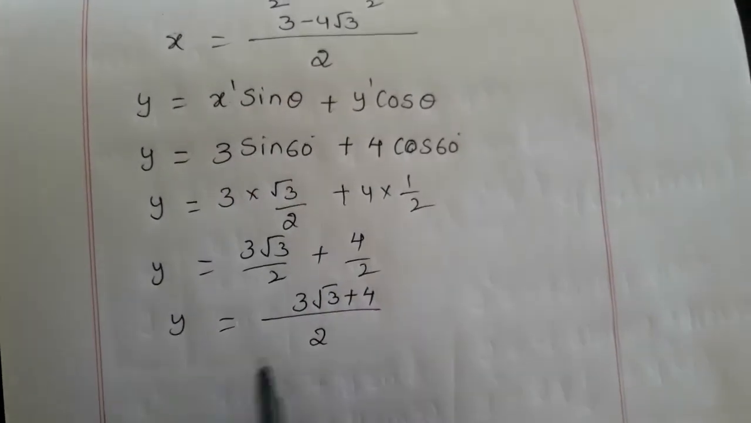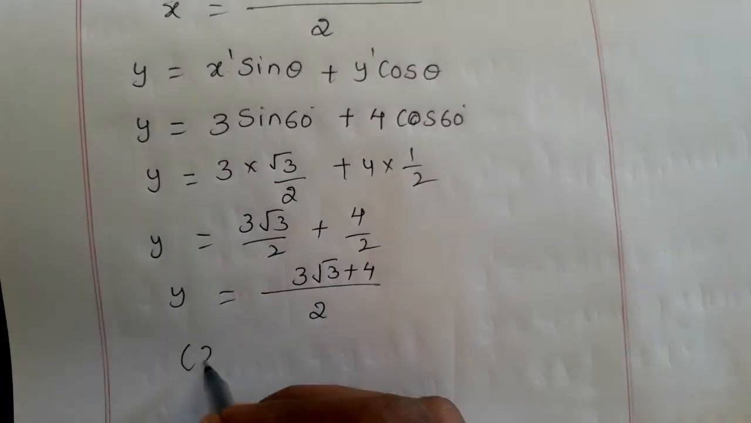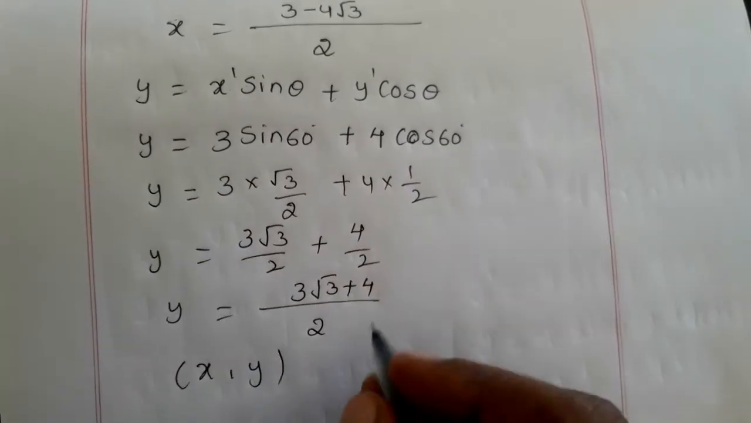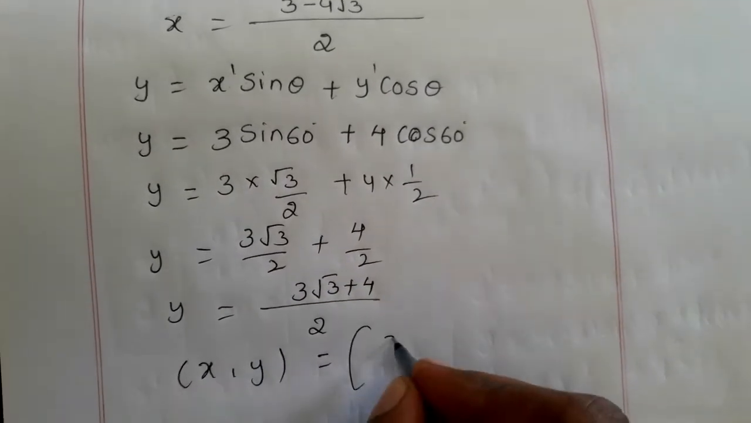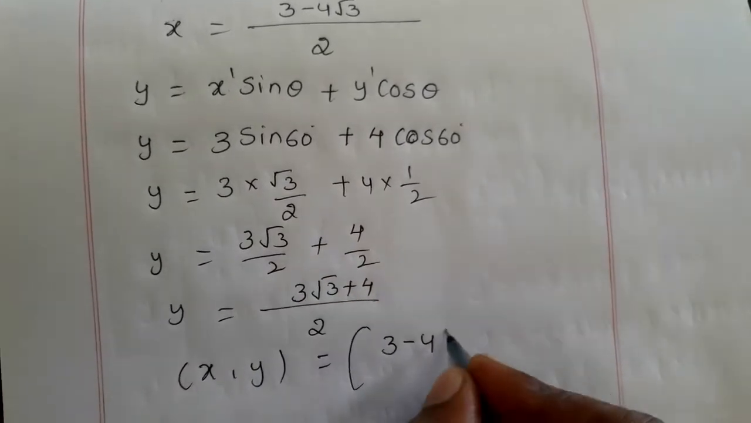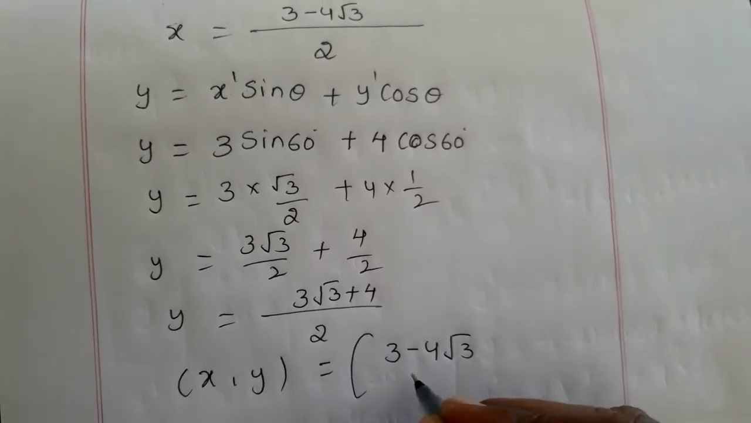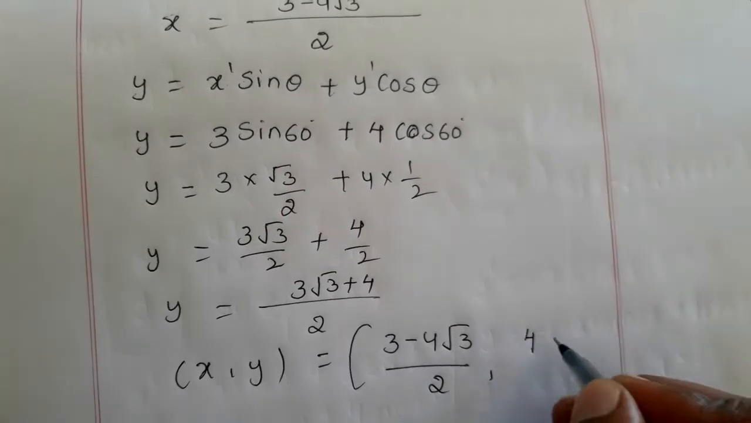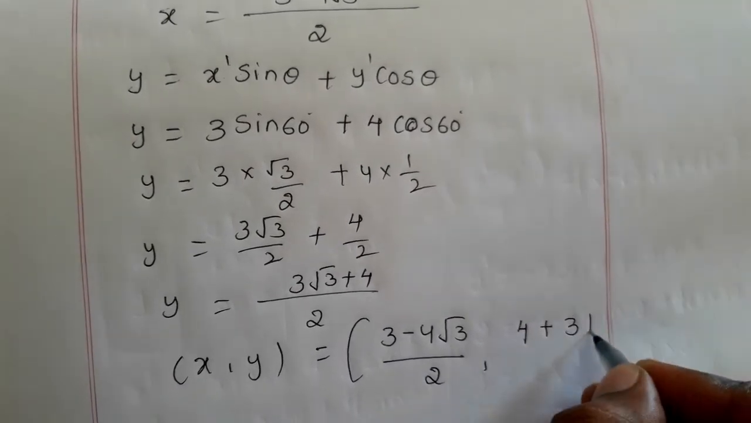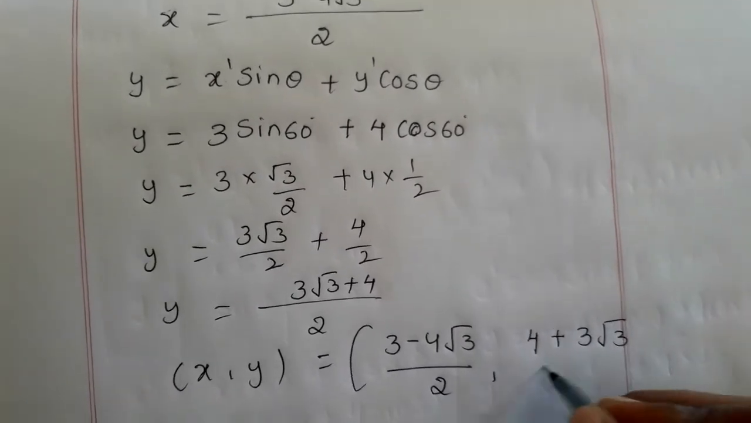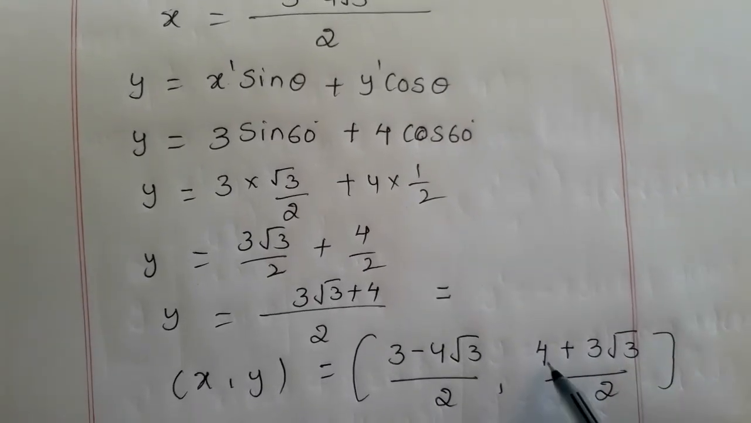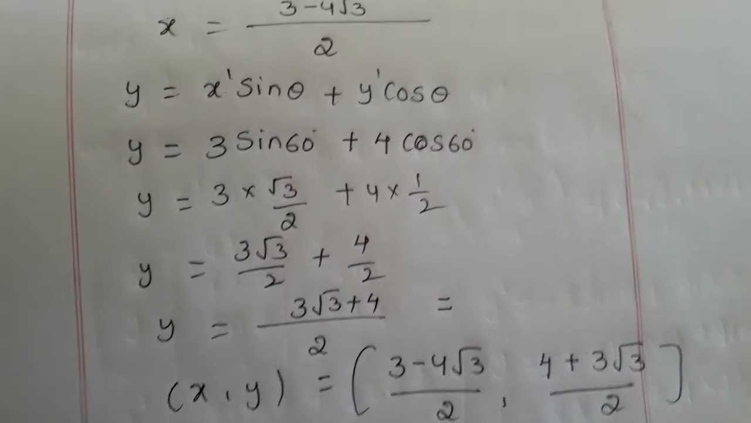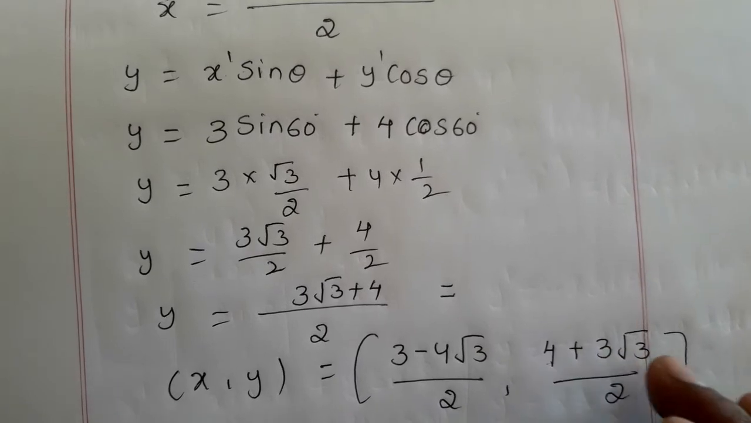So this is the value of x. So therefore x comma y is nothing but (3 minus 4 times root 3 by 2, 4 plus 3 times root 3 by 2). First real number, after that irrational number we should write.